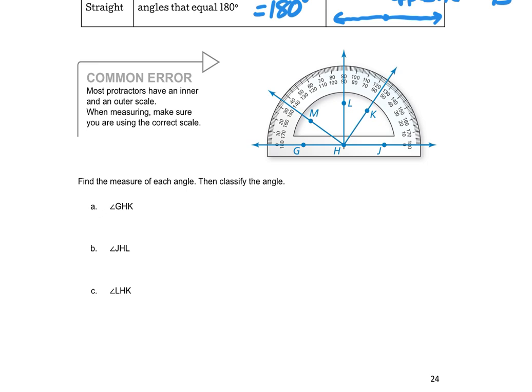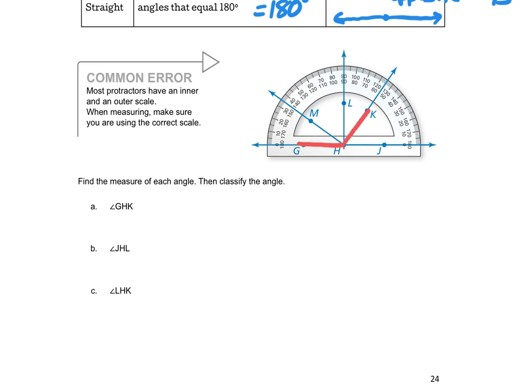Okay. We already talked about how sometimes they have an inner and an outer scale. You got a small number, you got a big number. If it's an acute angle, we're going to use the smaller number. If it's an obtuse angle, then we're going to use the bigger number. Okay? GHK. So we're going to follow the path G, H, K.